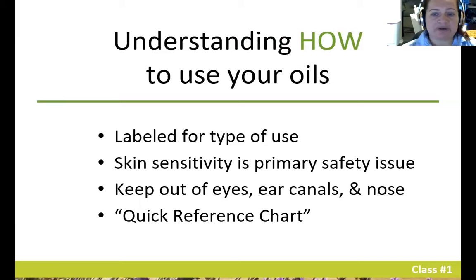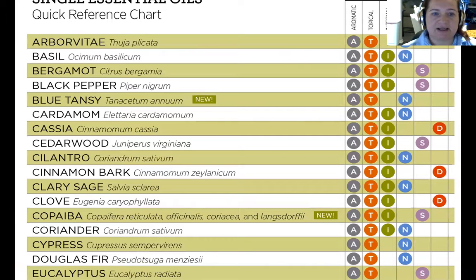We also have a quick reference chart that will be available in the Facebook group in files to download for you. That chart gives you a little more information about usage of every oil, so it has every oil and the method of application. For instance, arborvitae, which is first on the list, says it could be used aromatically and topically. Also, it's safe to use neat on the skin, straight from the bottle.